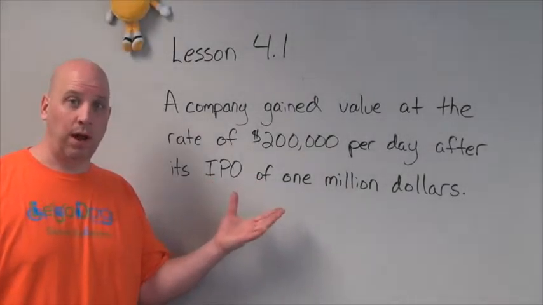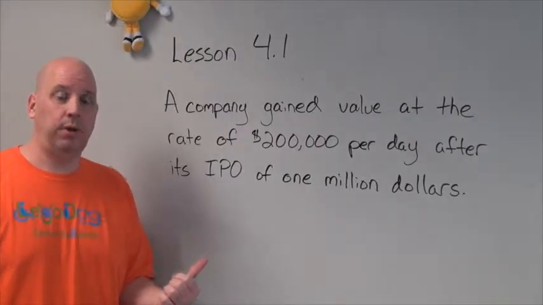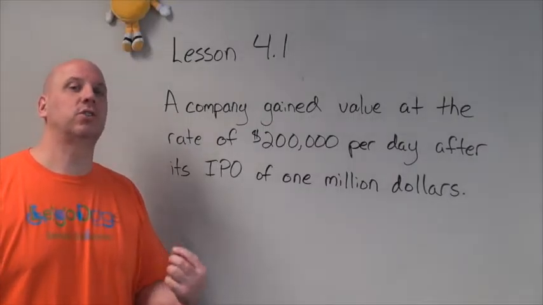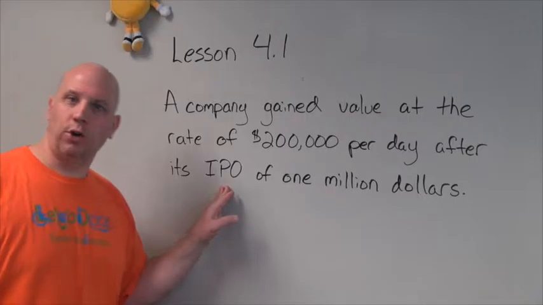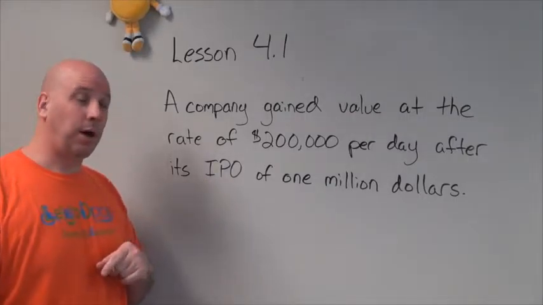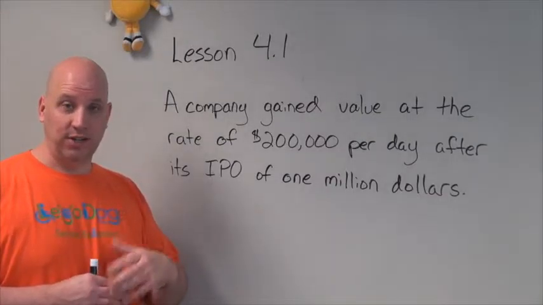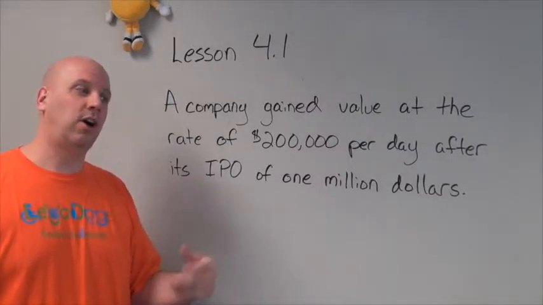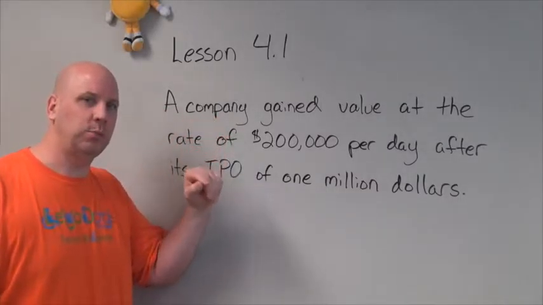Here I have a word problem, and I want you to come up with an equation that fits this word problem. Now remember, we're going to want it in y equals mx plus b, which is our slope-intercept form. So let's read it real quick. First of all, I have this term IPO in here. This is initial public offering. That's when you have a private company and they're going to go public. They're going to sell stock in their company. So don't worry about that term here, but let's think about what we would do for this problem.